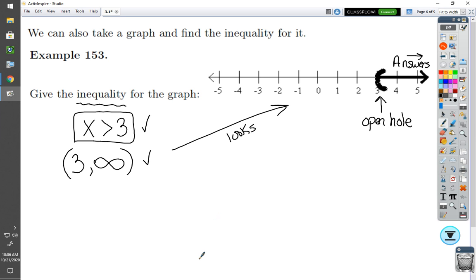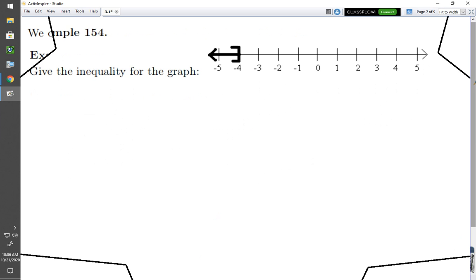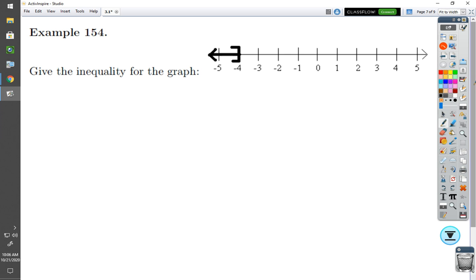We have different places for different ones. We need both of them. You guys go ahead and try that one. Do both of them. Do the interval, do the inequality. Write your intervals. They have to be from the small side to the big side.